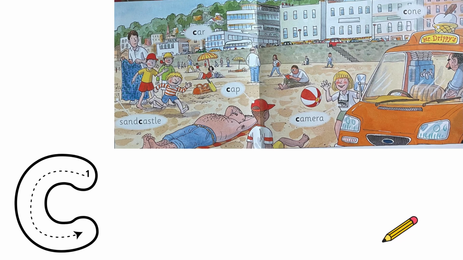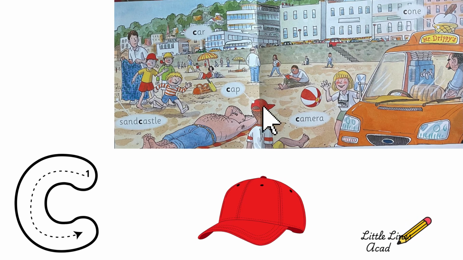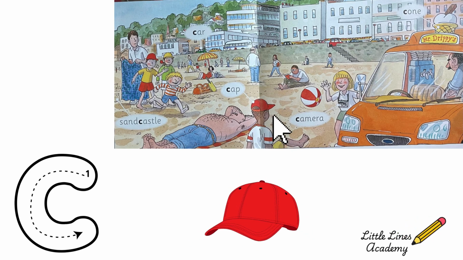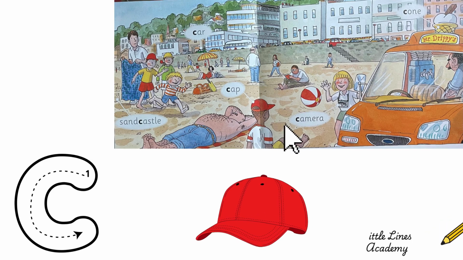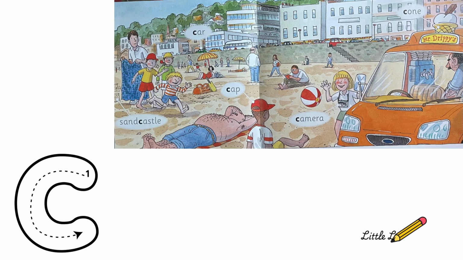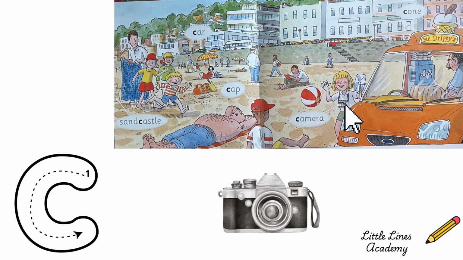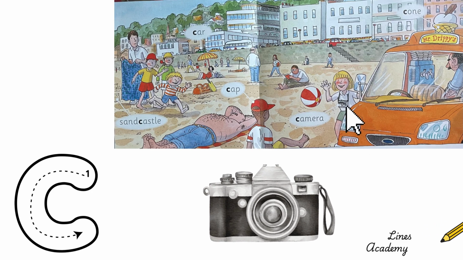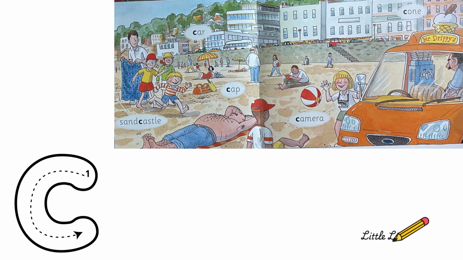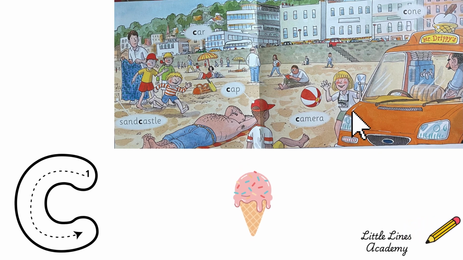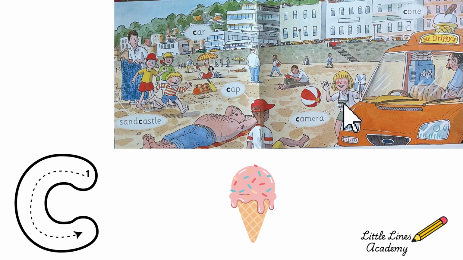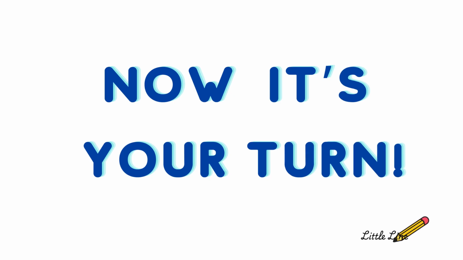Then we have cap. Cap. Next up, we have camera. Camera. And finally, we have cone. What is it? Cone. Great work, everyone. Now, it's your turn to say the letter C.